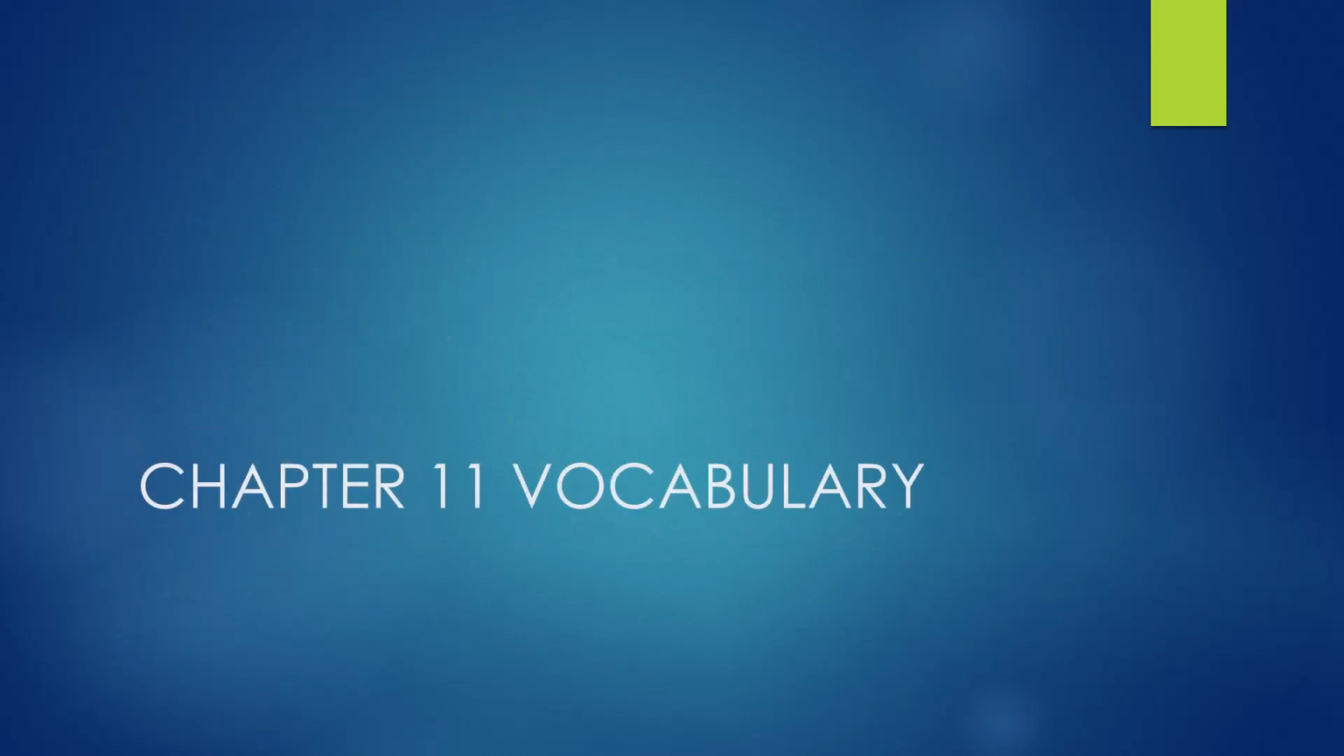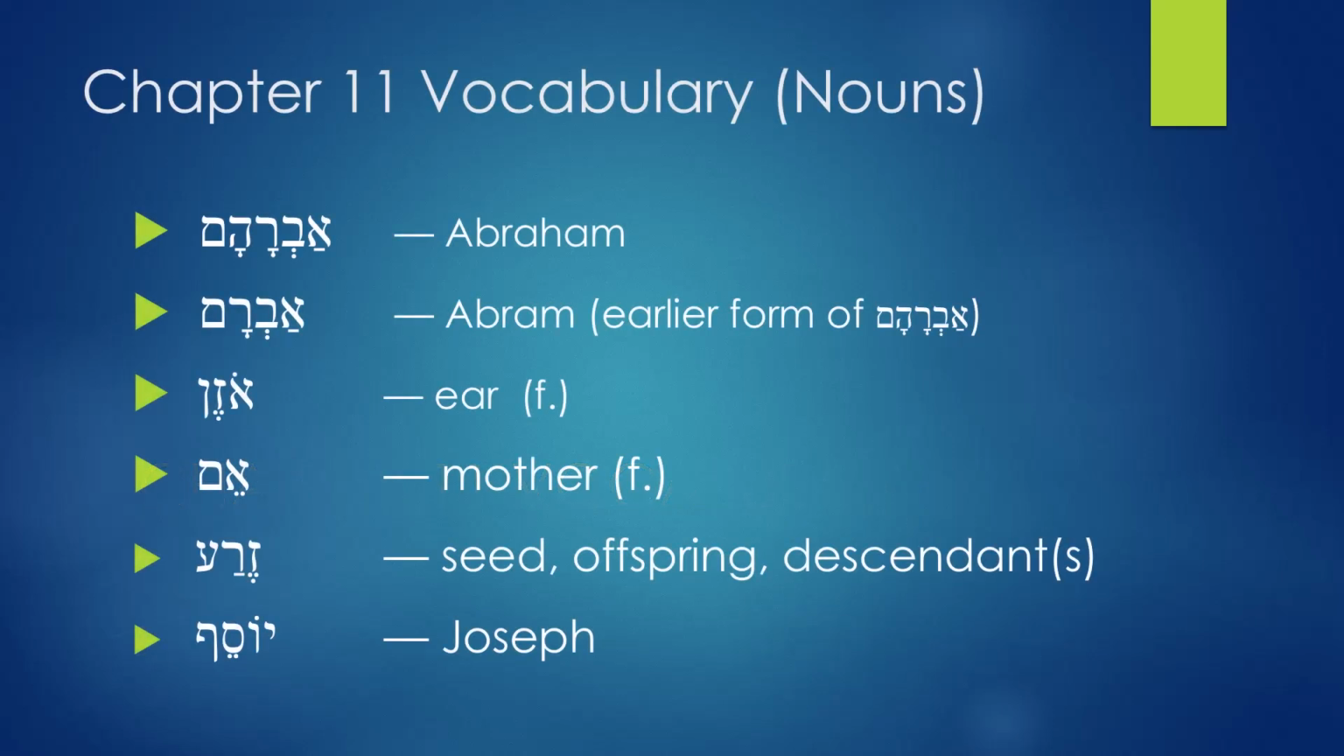All right, let's look at chapter 11 vocabulary. Let's look at the words that you need to know for chapter 11. We have the nouns. The first one we've already covered. It's one of the easiest, as well as the second one. The first one is Avraham. Avraham means Abraham. Next one we have Avram. Again, that means Abram. Next we have Ozen. Ozen means ear. Next we have em. Em means mother.